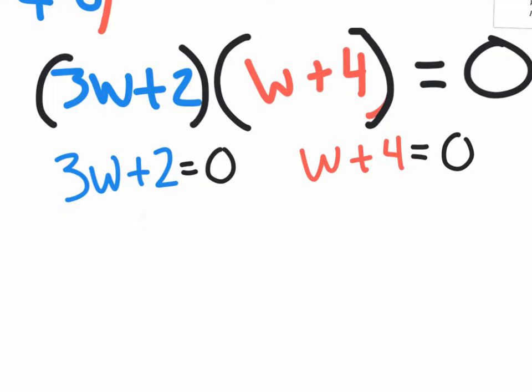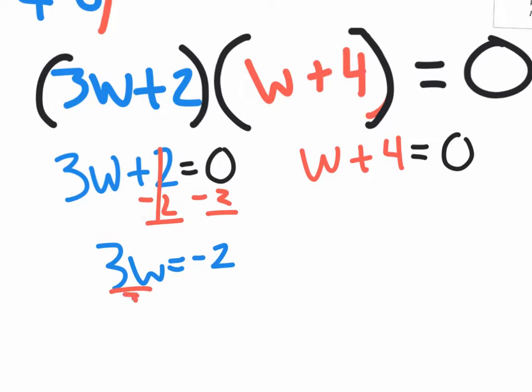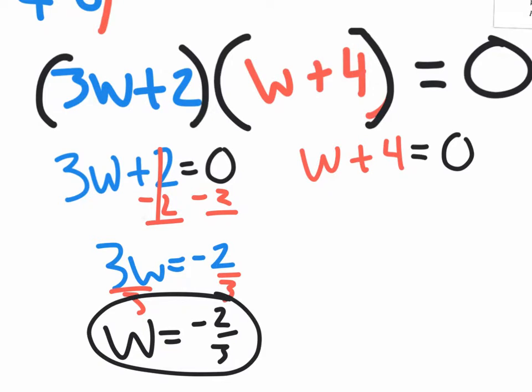Let's do the blue equation first, the one on the left. So I'm going to subtract 2 on both sides. And then after that, I'm going to have 3w equals negative 2. My final step will be to divide by 3, which means that your final answer is w equals negative 2/3. That's one answer. Let's do the other one.